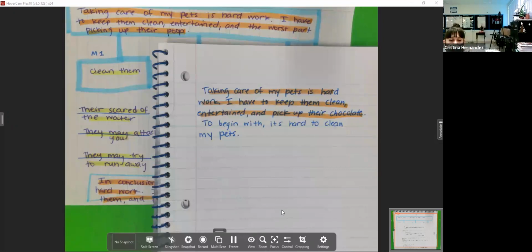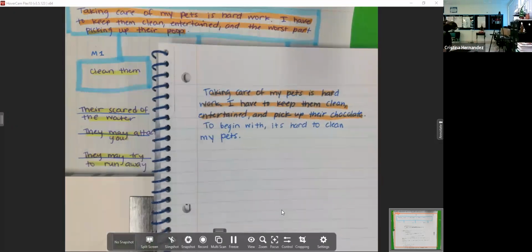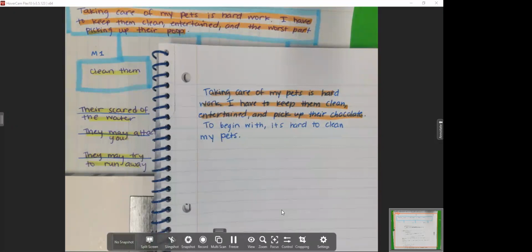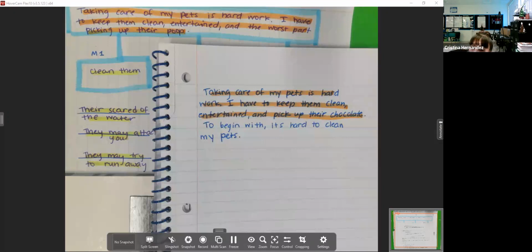So what reasons did we put as to why it's hard work to clean them? What are the three in yellow down there that we gave as reasons? Our details. Yes, sorry, I'm asleep. Our details. What are the details we gave, or the examples? Some of y'all could have specific examples.